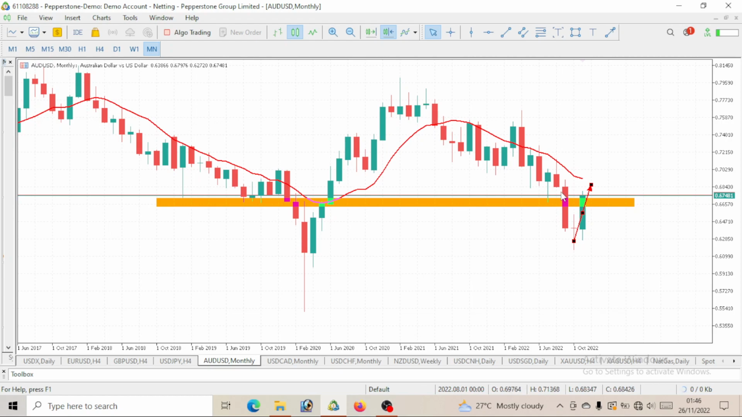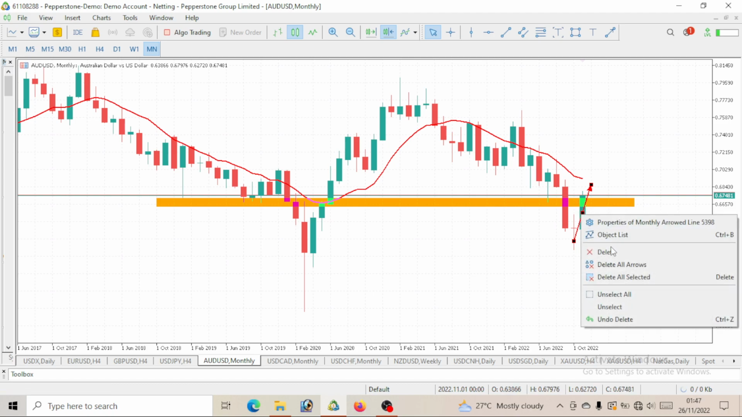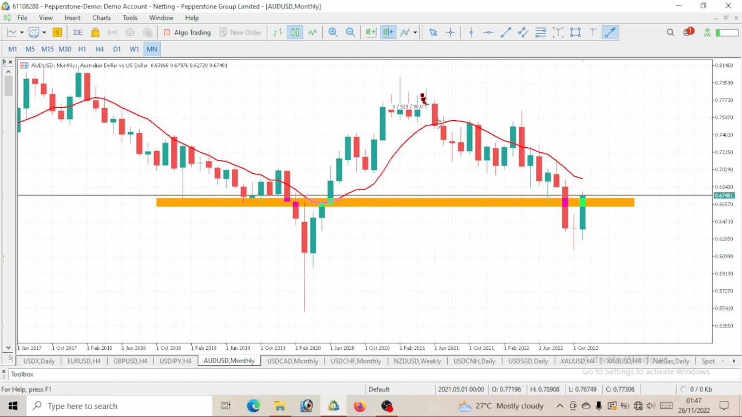If you want to see the analysis on the technical aspect of it, I'll be doing a DXY analysis. You can check the channel for it. So that is it. Let's see this trend for this AUD.